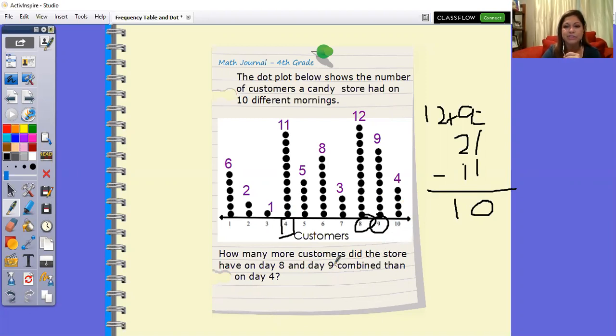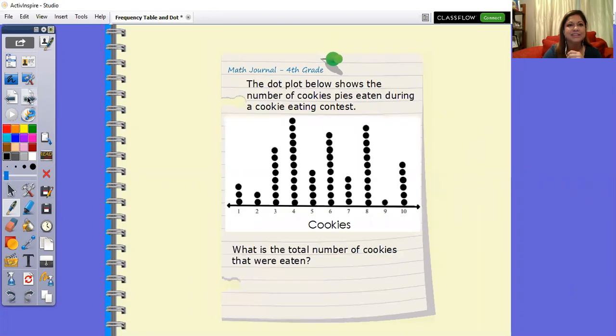Okay, so if I was to write this down, I'd write it down in a complete sentence. 10 more customers arrived on days 8 and 9 than on day 4. Let's take a look at another one.